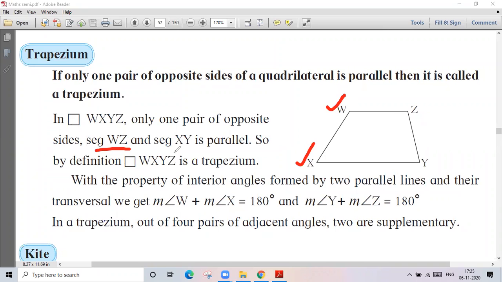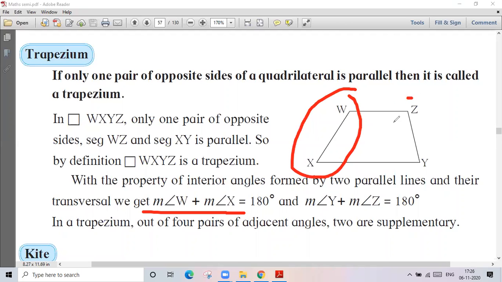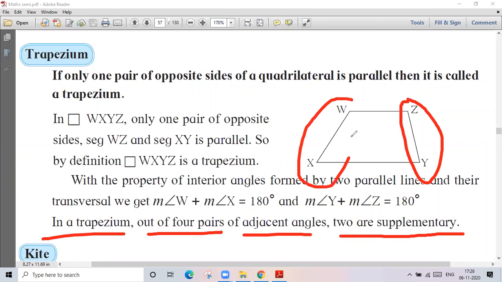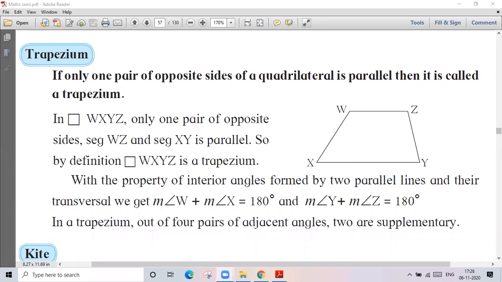Segment WZ and segment XY are parallel. This pair is parallel, and the others are not, but W and X are supplementary angles. Z and Y are also supplementary angles. So in a trapezium, out of 4 pairs of adjacent angles, 2 are supplementary. That is, Y and Z are supplementary and X and W are supplementary. That means the measure is 180. So this is about the trapezium.